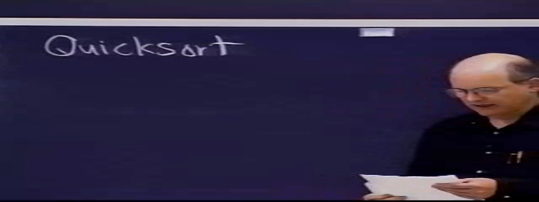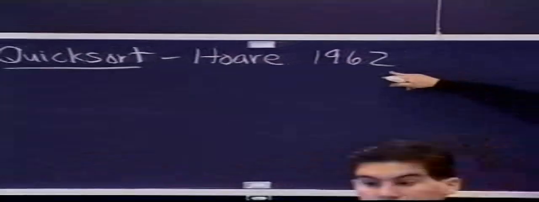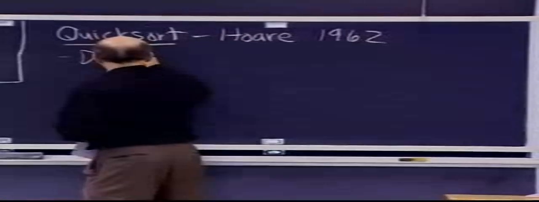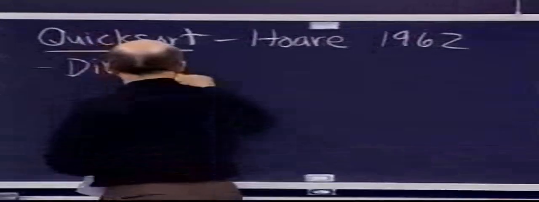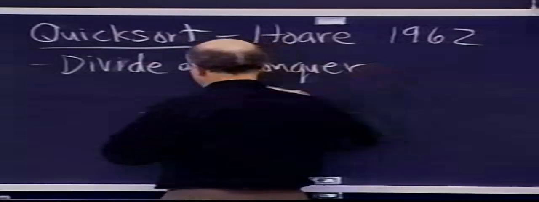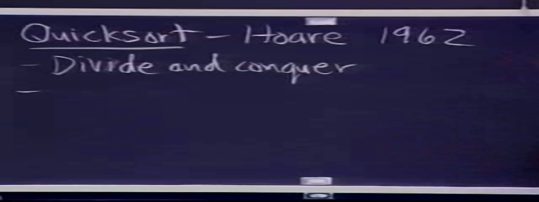Thanks. Okay. It's called quicksort, and it was invented by C.A.R. Hoare in 1962. So this is when I was 9 years old. Okay, so this is an old algorithm. Okay, it's a divide and conquer algorithm. Okay. So we'll see what the structure of it is. It's actually a very tricky divide and conquer algorithm.